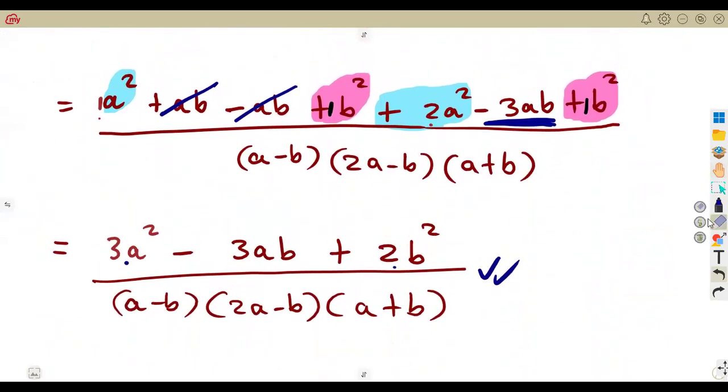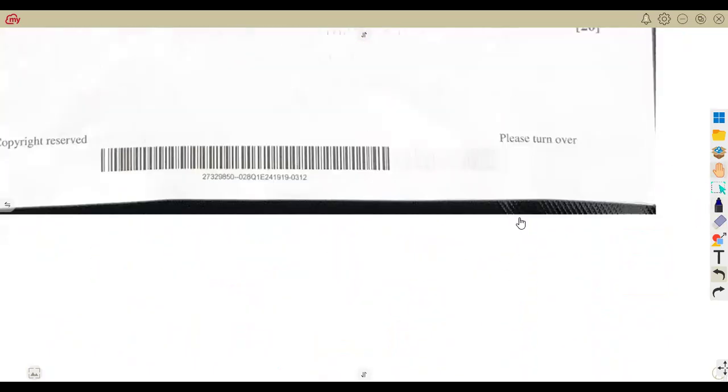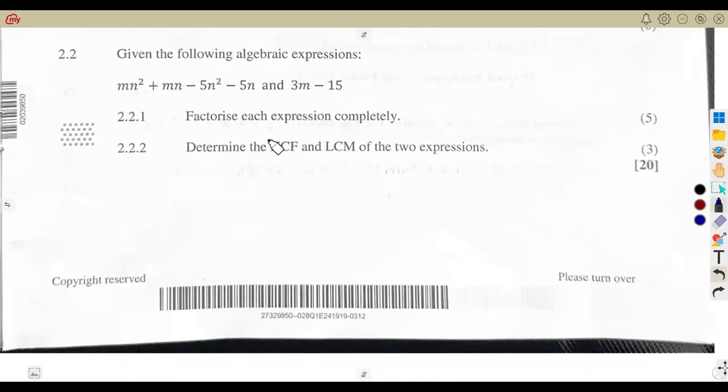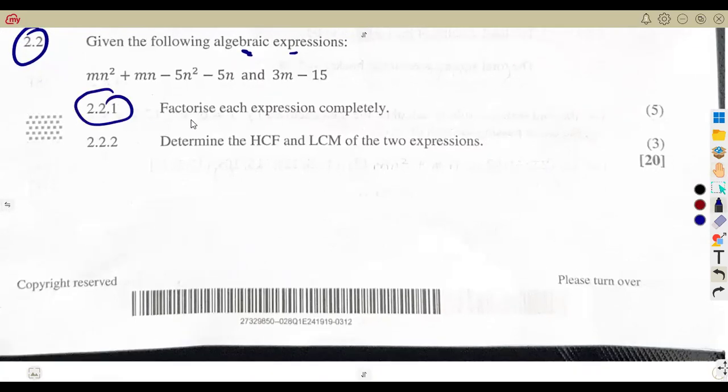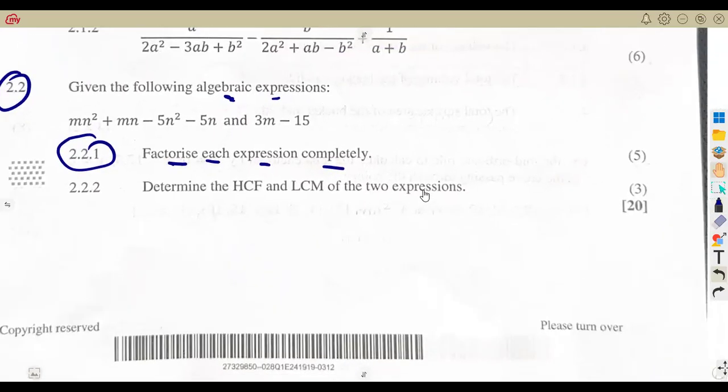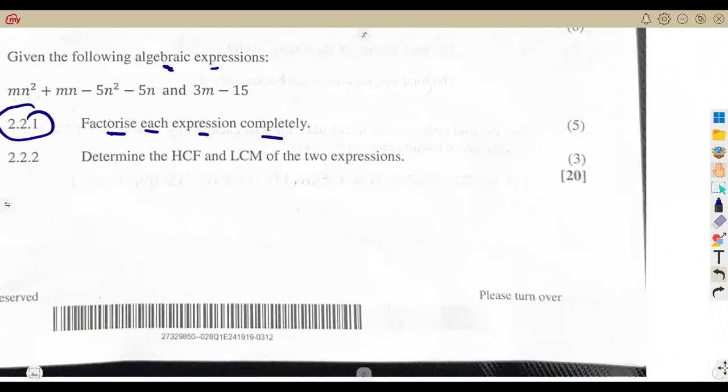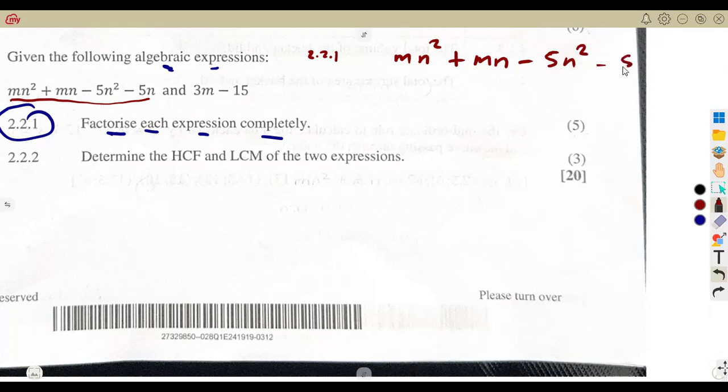All right, let's see another part. We were given another part, which is 2.2. Given the following algebraic expressions, all right? 2.2.1, factorize each expression completely. Each is supposed to be factorized completely. All right, so let's start with the first one. This is our expression: mn squared plus mn minus 5n squared minus 5n.